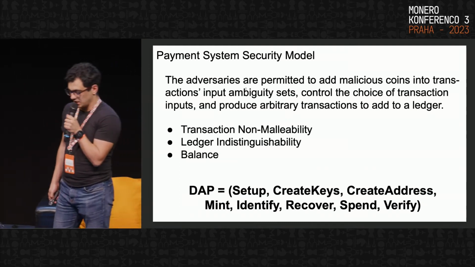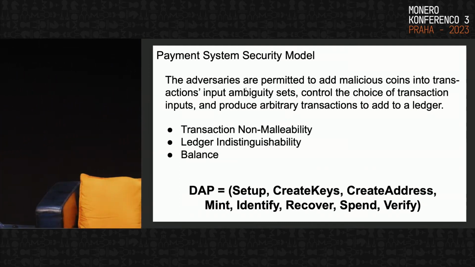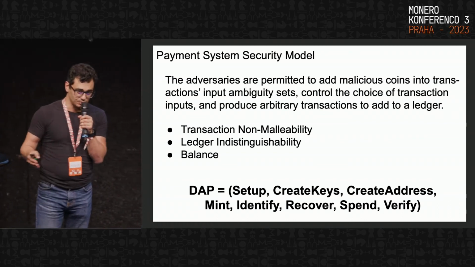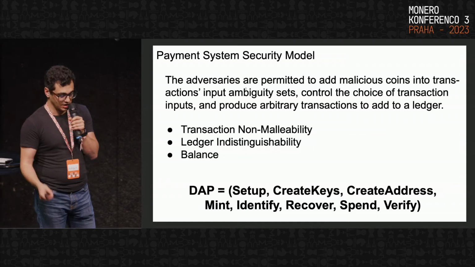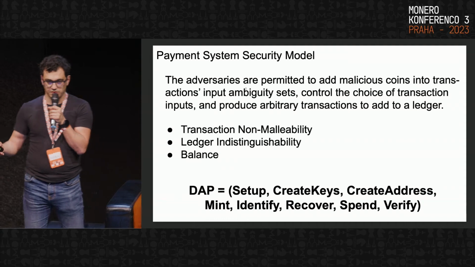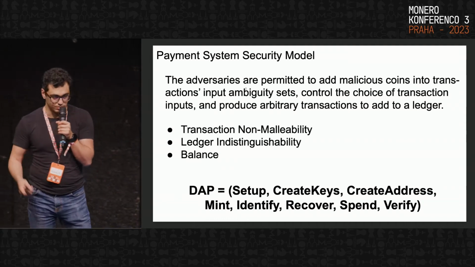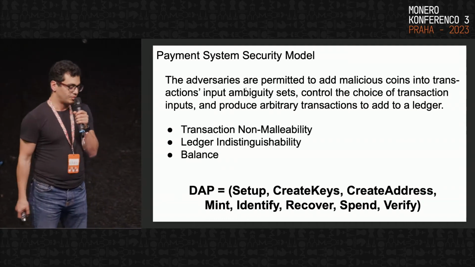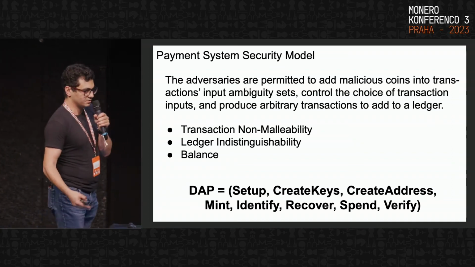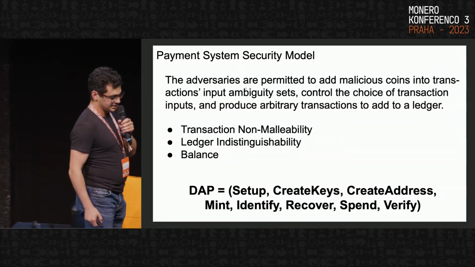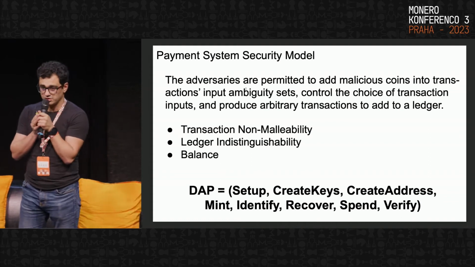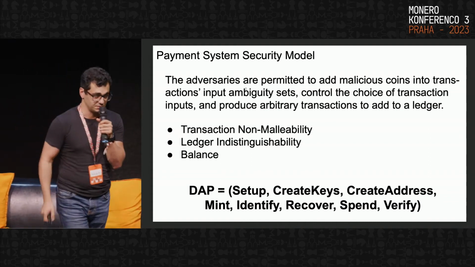The first one means that no adversary can alter the user's transactions and cannot redirect the outputs before the transaction is added to the ledger. Ledger indistinguishability basically captures both the anonymity and confidentiality properties of the transaction. It proves that no adversary can learn more than what is publicly revealed on the ledger. And the balance property ensures that no adversary has spent or can spend more coins than they have minted or received.